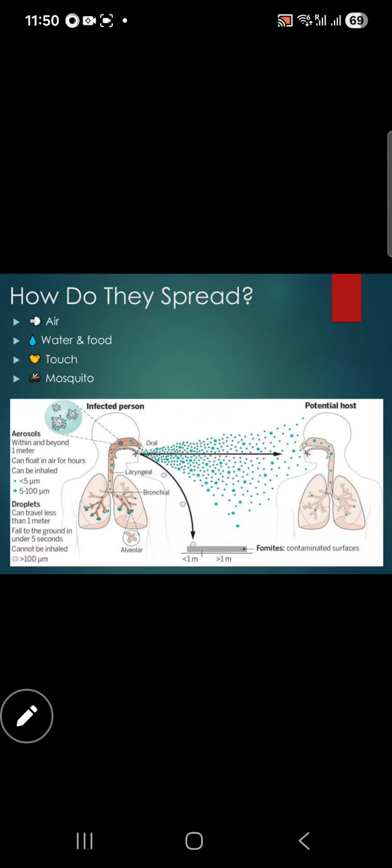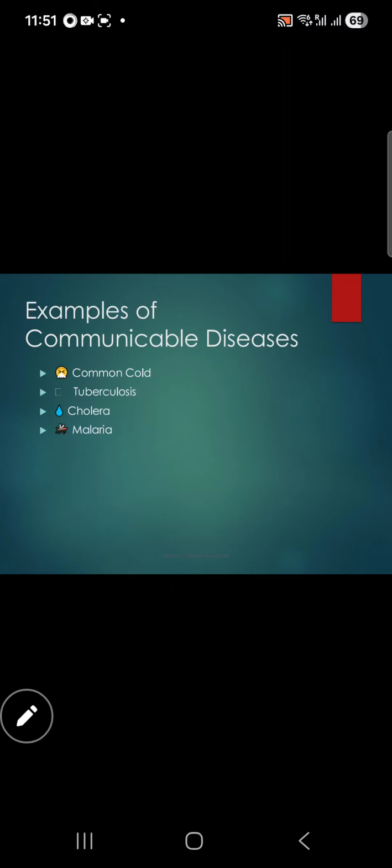How do they spread? They spread through air, water and food, touching, and mosquitoes, as you see in the picture, from an infected person to a potential host person. It means if we breathe, we take in viruses in the form of germs, parasites, and through droplets, then we get unhealthy, which means we caught a disease. Some examples of communicable diseases: common cold, tuberculosis, cholera, malaria.